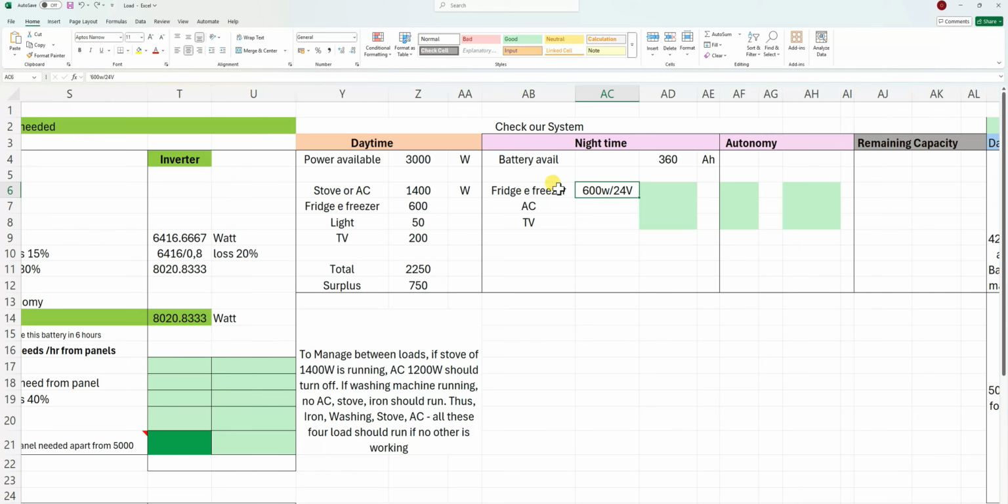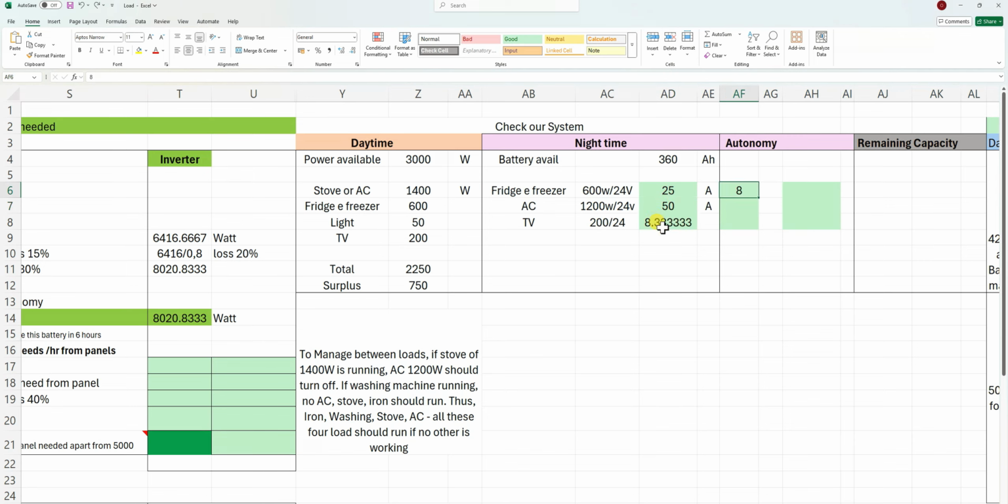So they both combined are 600 watts divided by 24 volts. This 24 volts is from the battery voltage, not the 220 volts from the electricity supplier. So we will get 25 ampere, and then AC, that is 1200 watt divided by 24, I will be requiring 50 ampere, and for TV I will be requiring 8 ampere.